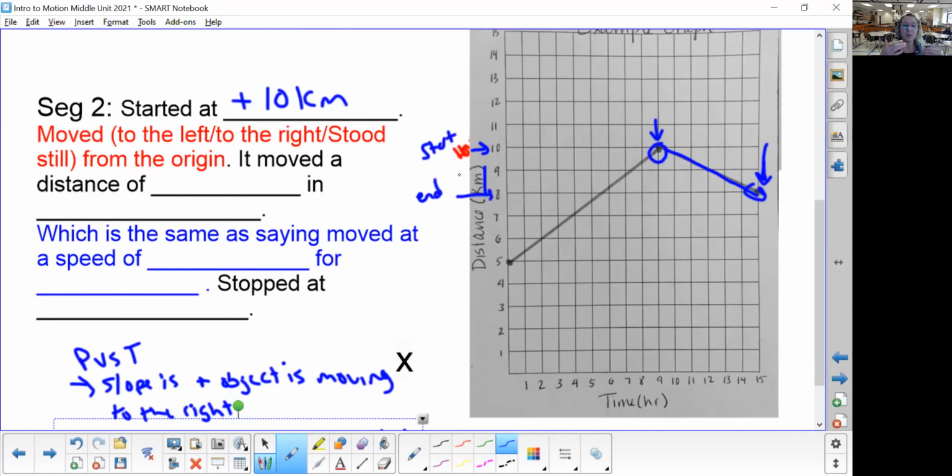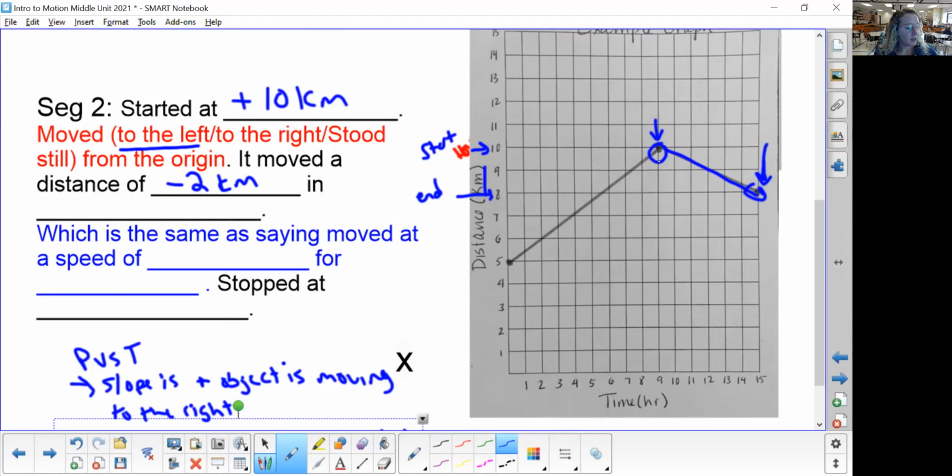But if it was at positive 5, and we're saying that that was to the right, and then it moved 5 kilometers to the right, if it was coming back closer, that would have to be moving to the left. And that's a negative sloping line. So it's now moving to the left. How far did it move? It went from 10 down to 8. So it moved negative 2 kilometers. The negative just communicates direction. It's communicating to the left, okay?